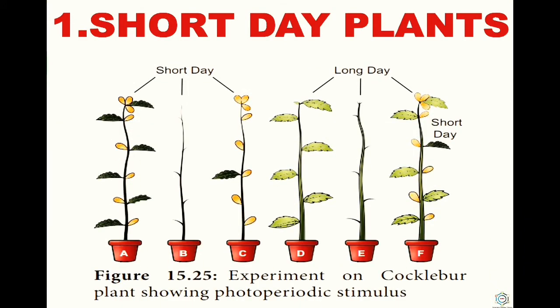A short day plant is one that flowers on photoperiods shorter than the critical day length. For example, the Maryland Mammoth variety of tobacco flowers when it gets photoperiodic induction of less than 12 hours light and more than 12 hours dark in a 24 hours cycle. If the same plant gets a photoperiod of more than 12 hours light and less than 12 hours dark, it fails to flower.